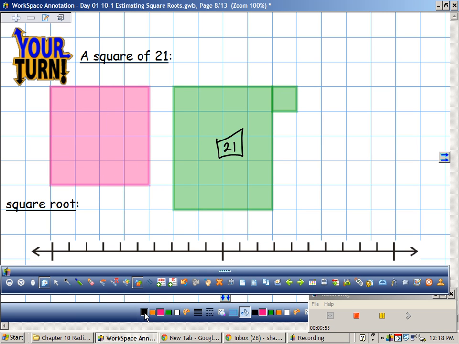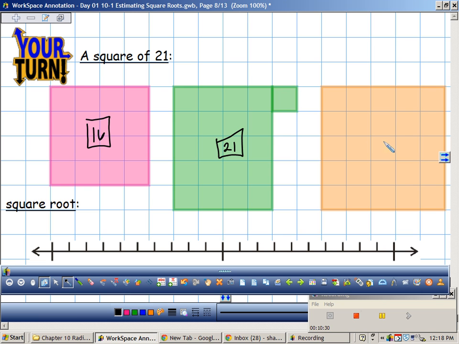Good. And as soon as you have that, you should automatically know what this one should be. It should be a 5 by 5. One, two, three, four, 5. 1, 2, 3, 4, 5. This one is 25.